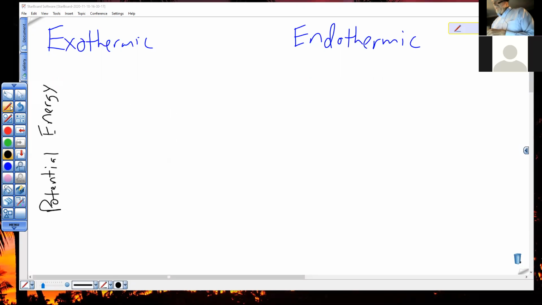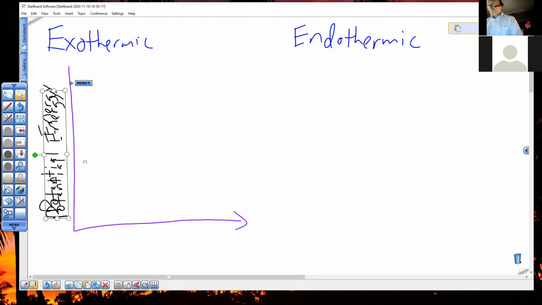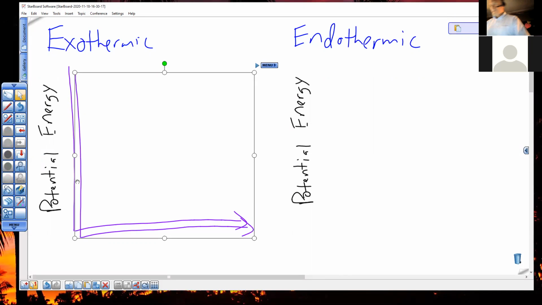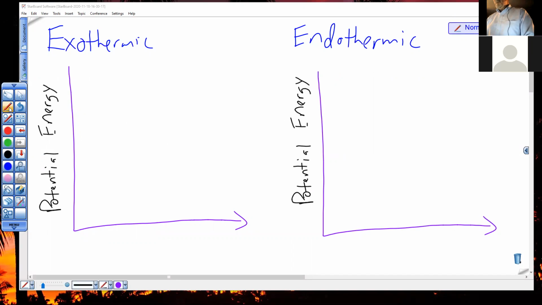So if we have an energy diagram, there's the reaction progress here. Similarly over here. And exothermic starts with high potential energy and ends at a much lower potential energy.